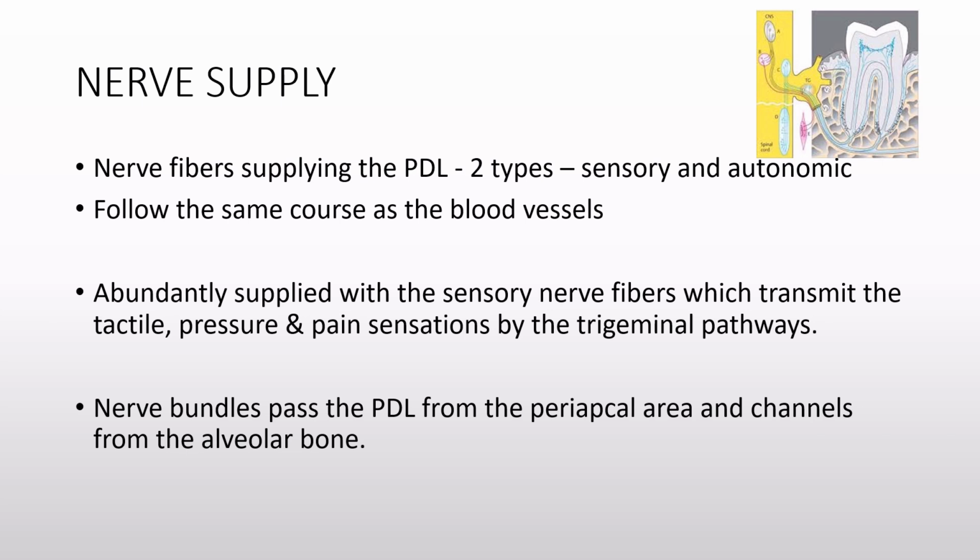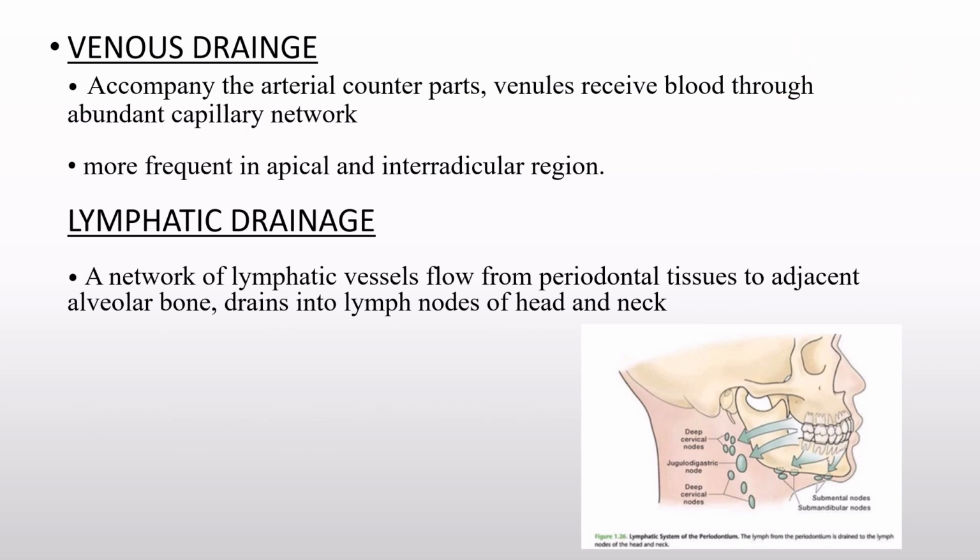The periodontal ligament is abundantly supplied with sensory nerve fibers, which can transmit tactile pressure and pain sensation by the trigeminal pathways, and the nerve bundles pass from the periapical region to the channels of the alveolar bone. Coming to the venous drainage, these accompany the arterial counterparts, and the venules receive blood from the abundant capillary network, and they are seen more frequently in the apical and the interradicular region.